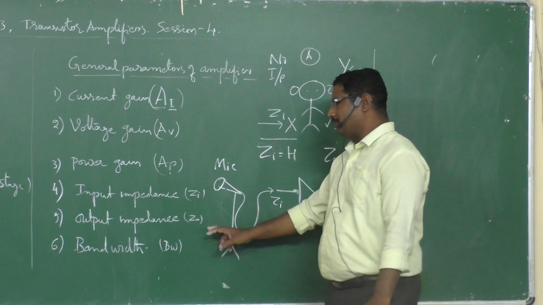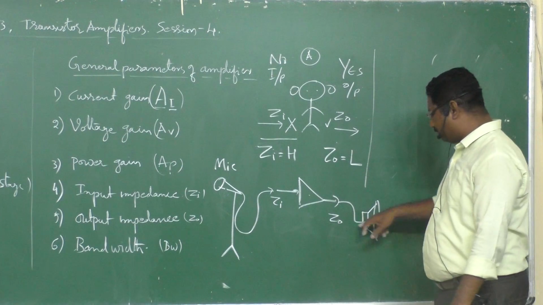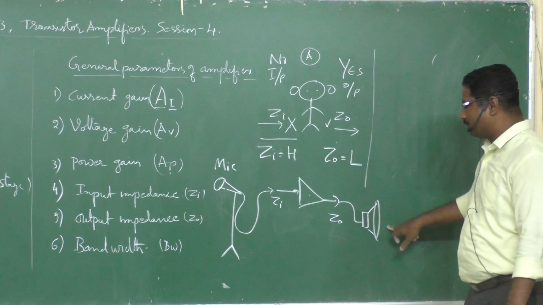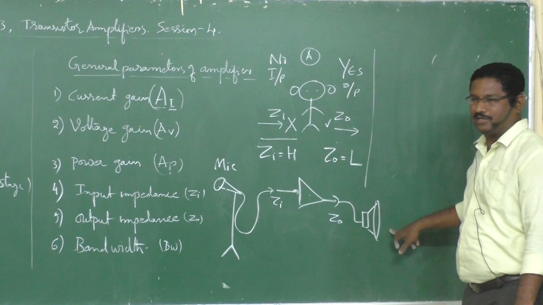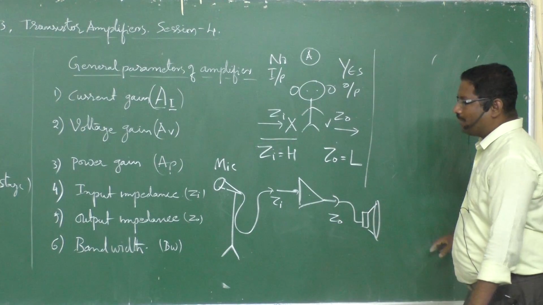And output impedance is nothing but output resistance. So if this loudspeaker is asking for more current and more signal, the amplifier is easily capable of giving it. That is nothing but output impedance.